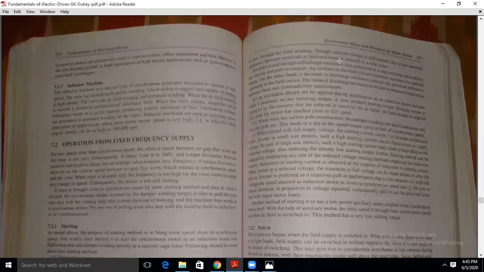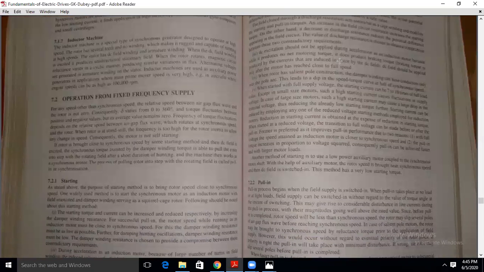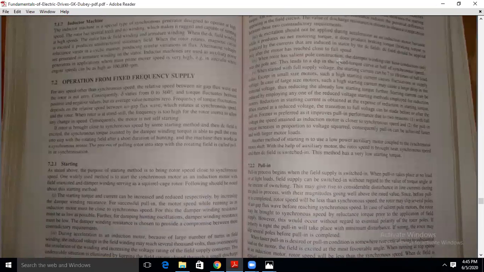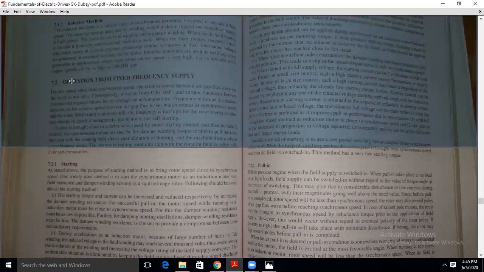Now we will see another important topic, that is operation from fixed frequency supply. I will take this up in the next session.